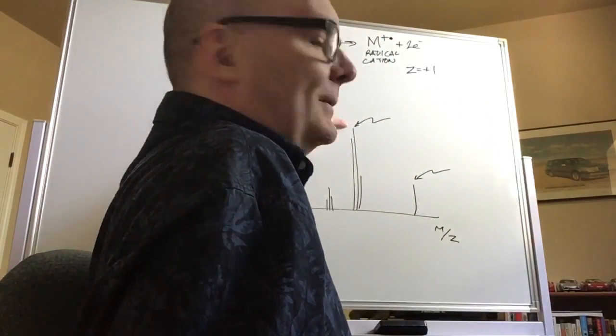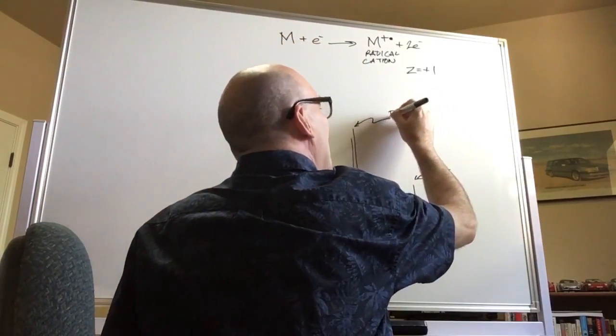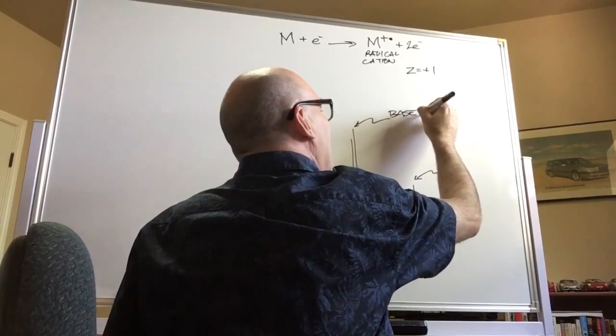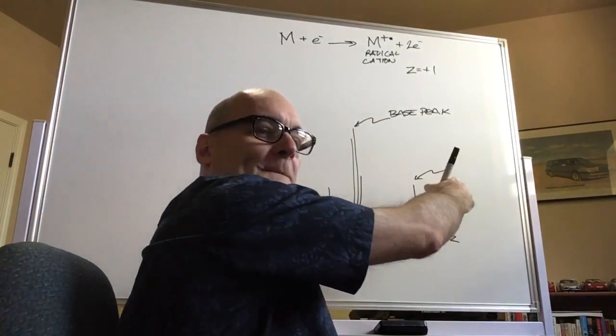Okay, what's that called? Base peak. That's the base peak. That's the most abundant, right? And then what's this one?